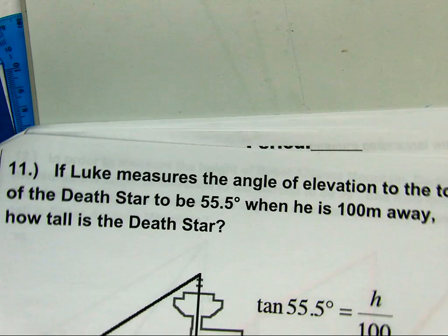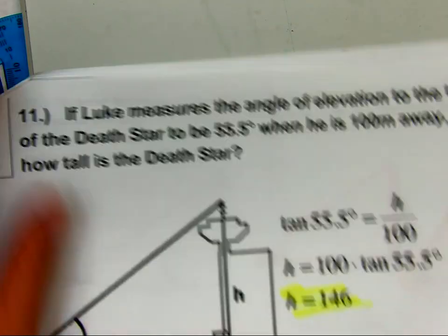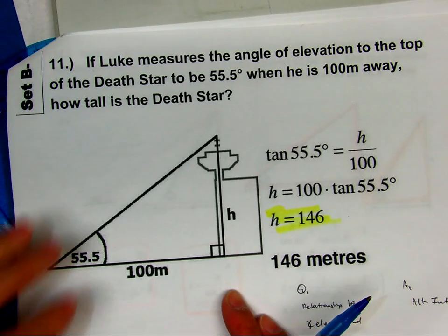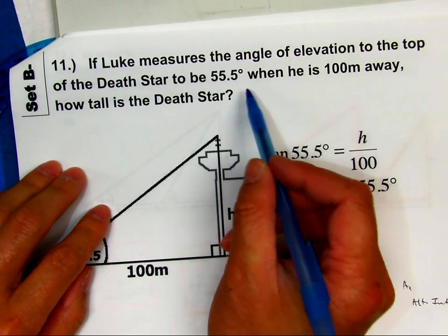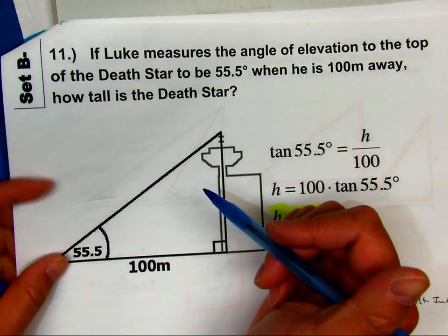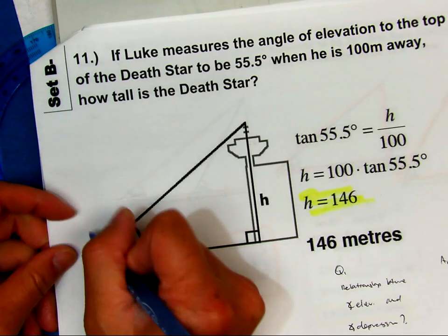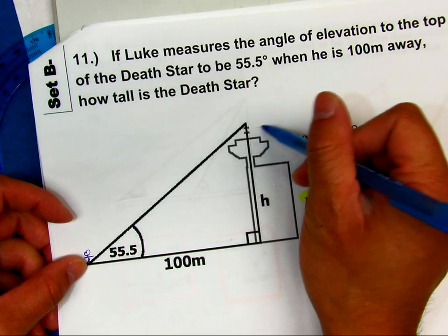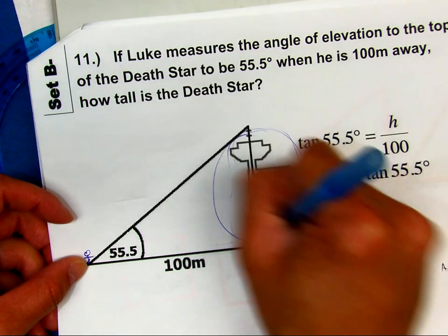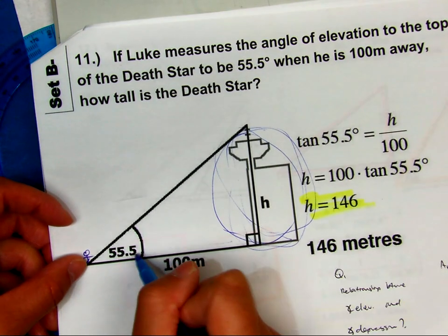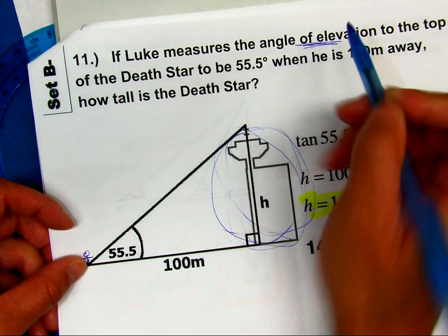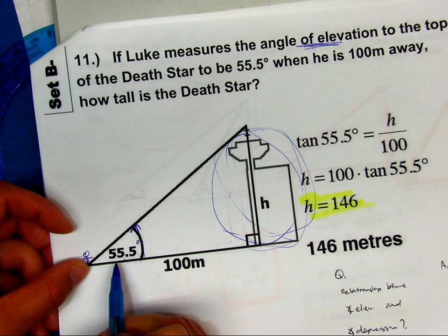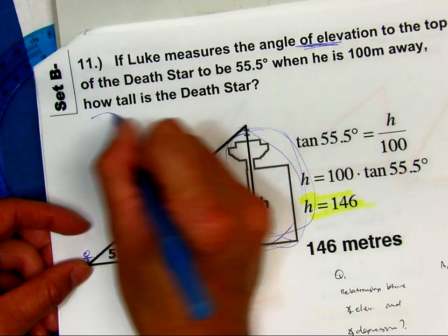Question number 11. If Luke measures the angle of elevation to the top of the Death Star to be 55.5 degrees when he is 100 meters away, how tall is the Death Star? So if you drew your triangle, here's Luke. He's 100 foot away from the Death Star. That's the Death Star circle, right? And the angle of elevation, to elevate your eyes going up, is 55.5 degrees. How tall is the Death Star? That will be my h.